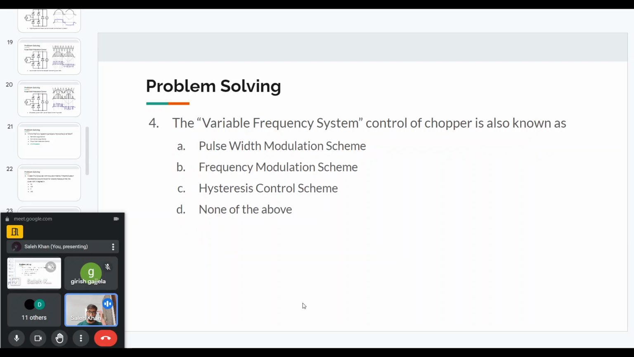So the next question is: the variable frequency control of a chopper is also known as which of these? Is it known as pulse width modulation, frequency modulation, hysteresis control, or none of these? You can guess in the chat.